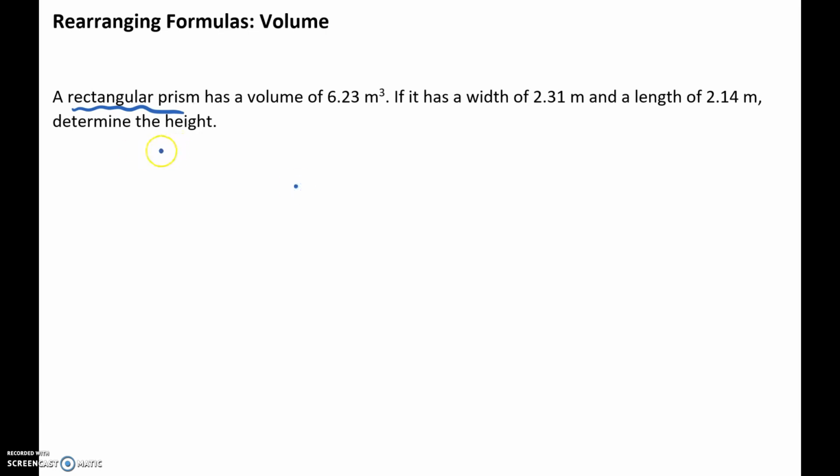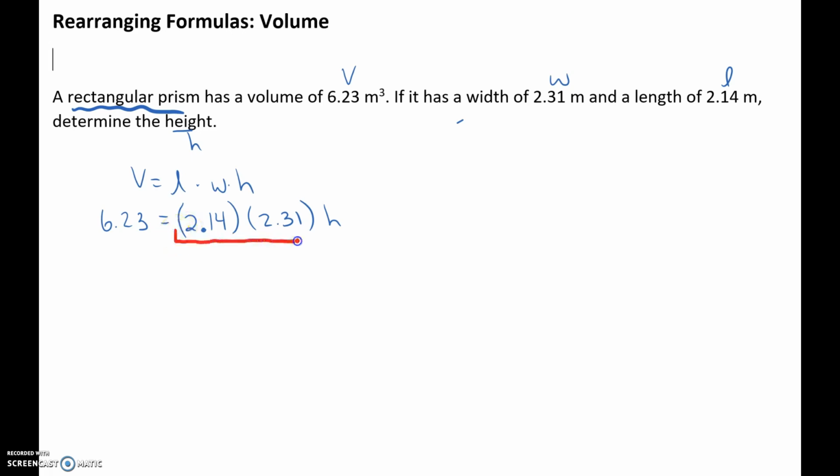From our formula sheet, we know volume is equal to length times width times height for rectangular prisms. The volume is 6.23 cubic meters, the width is 2.31 meters, and the length is 2.14 meters. We need to determine the height. Let's substitute in what we know. We can combine the length and the width value through multiplication to simplify our equation.